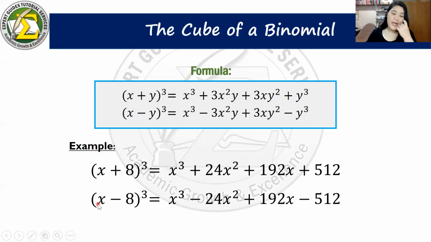So ganun din naman kapag x minus 8 cube tayo, since same lang tayo ng given, ang pinagkaiba lang natin is yung sign. I just wanted to show you guys, so when it becomes minus, or this is subtraction, or you have to cube the difference of two terms, ang mangyayari lang, we're going to alternate the sign. So this is positive, this is negative, this is positive, and this is negative. So that's what happens when you're going to cube a binomial.